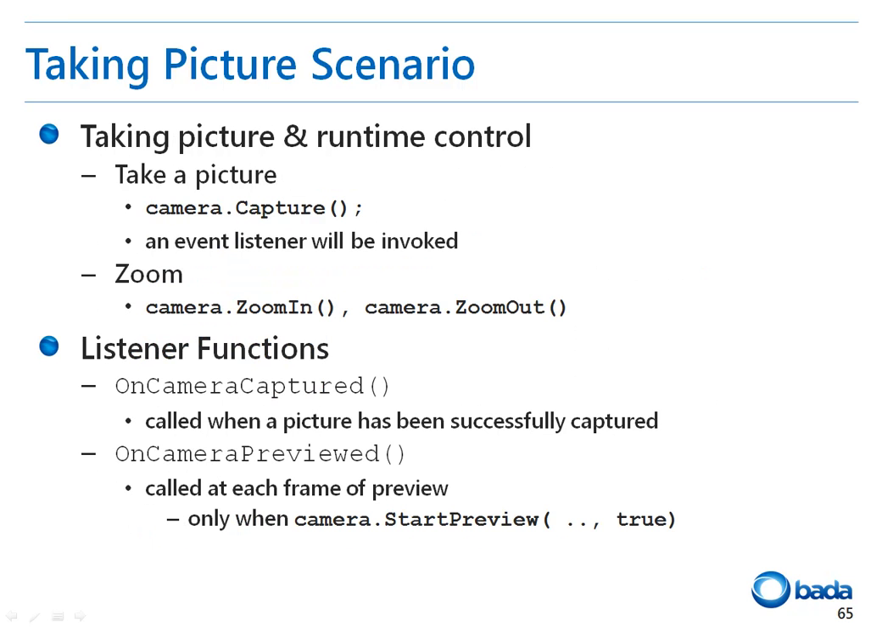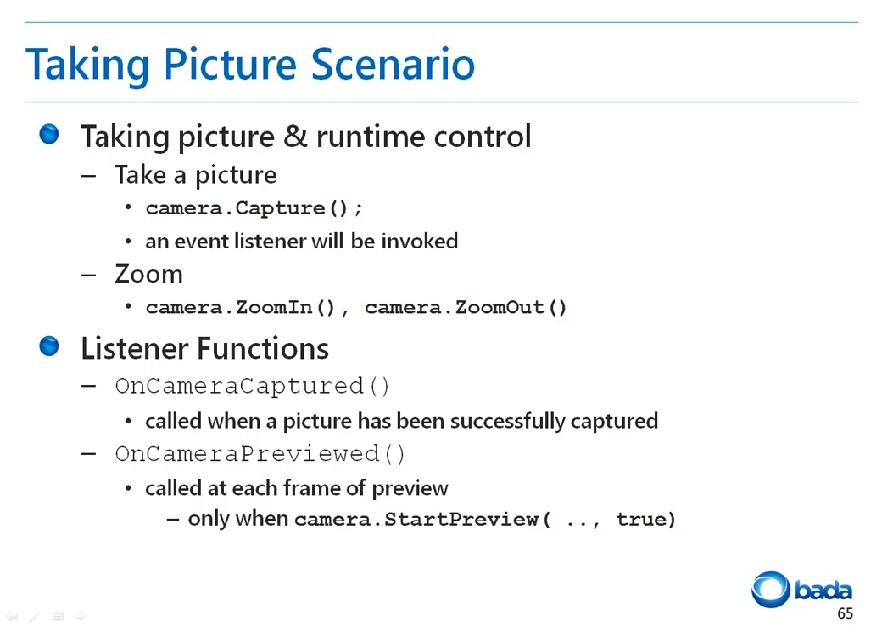When the picture is taken, the capture function of the camera is called. If the capture function of the camera is called, the corresponding event listener is invoked to deliver the captured image. To use the zoom function during the preview, you can use the zoom in and zoom out functions of the camera. There are two listener functions, the OnCameraCaptured and OnCameraPreviewed functions in the listener object.